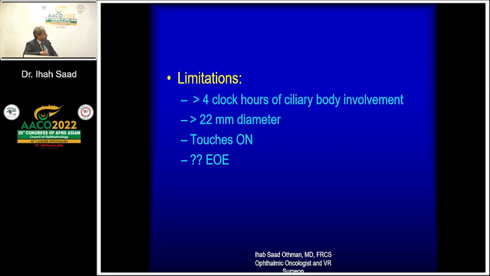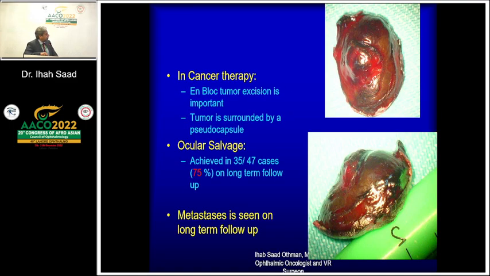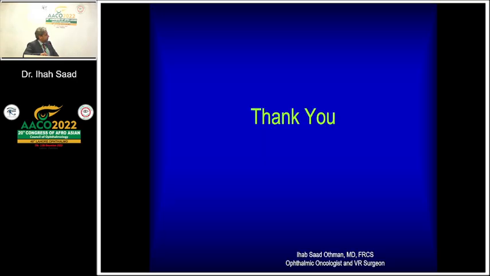So here are the limitations of the plaque: more than 4 clock hours, 22 millimeter diameter, because the biggest plaque is about 25 or 26 millimeter. Touching the optic nerve is the limit, and now we question extraocular extension as a contraindication. So we have to think about an en-bloc tumor excision, which can be achieved in those tumors, and we achieved, in a paper we published years back, a 75% success rate.